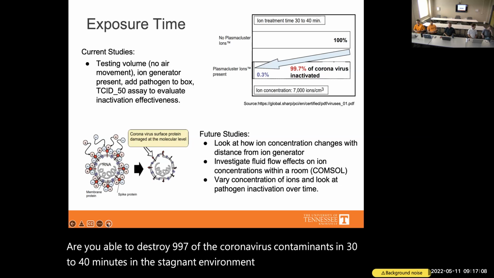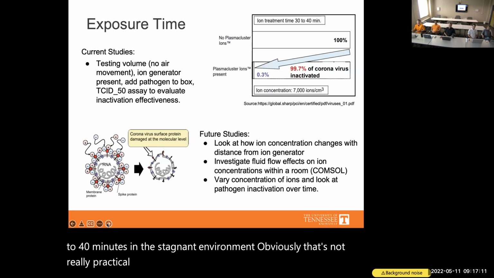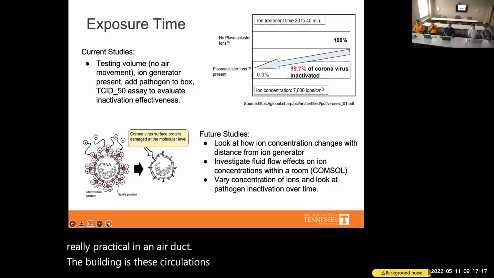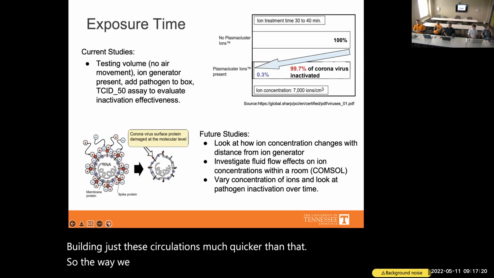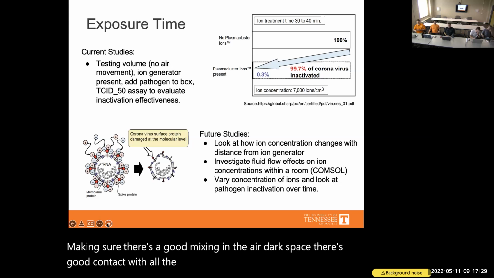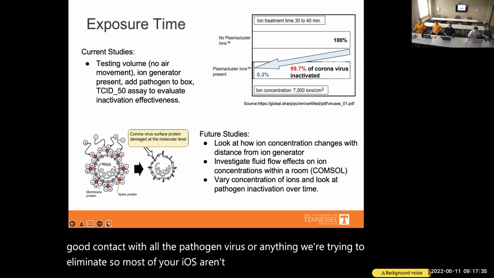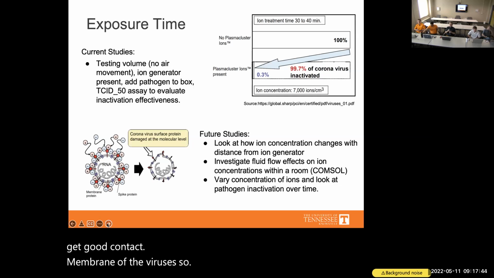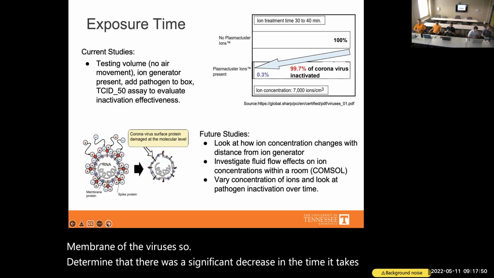Obviously, that's not really practical in an air duct, heating and cooling a building, because the circulation is much quicker than that. So the way we propose to solve that issue is by making sure there's good mixing in the air duct, so there's good contact with all the pathogens and viruses, anything that we're trying to eliminate, so that the air ions aren't clumping together, and they get good contact and engage the membrane of the viruses. So we determined that with the mixing, there was a significant decrease in the time it takes to destroy the harmful viruses.